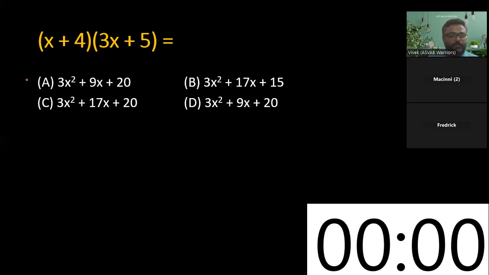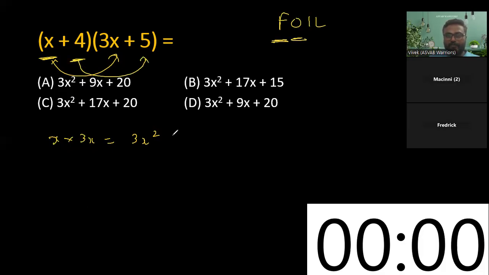Okay, let me solve it for you. Here, we are going to apply the FOIL method, Frederick. So we are going to multiply the first terms, which is x times 3x, which is 3x square. Then we go ahead with the outer ones, which is 4 times 5 is 20. What do we have? I'll just write down the answer over here. So we have 3x square plus 20.